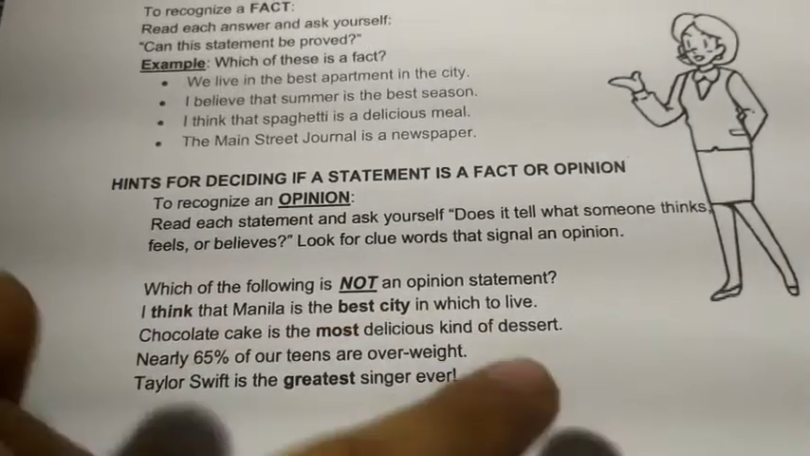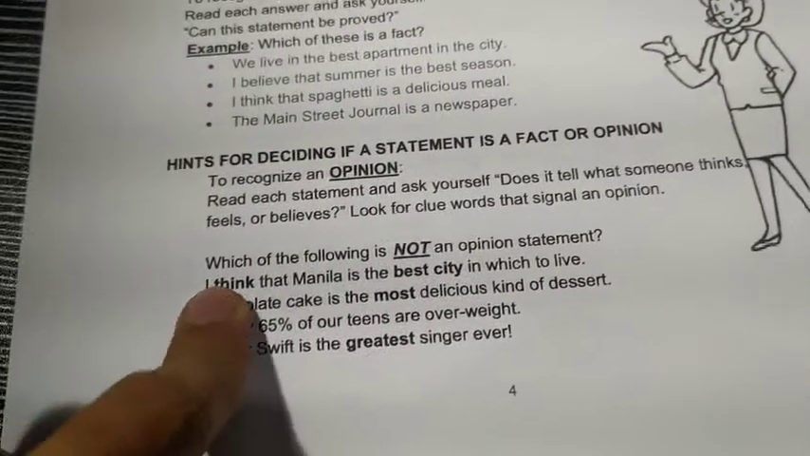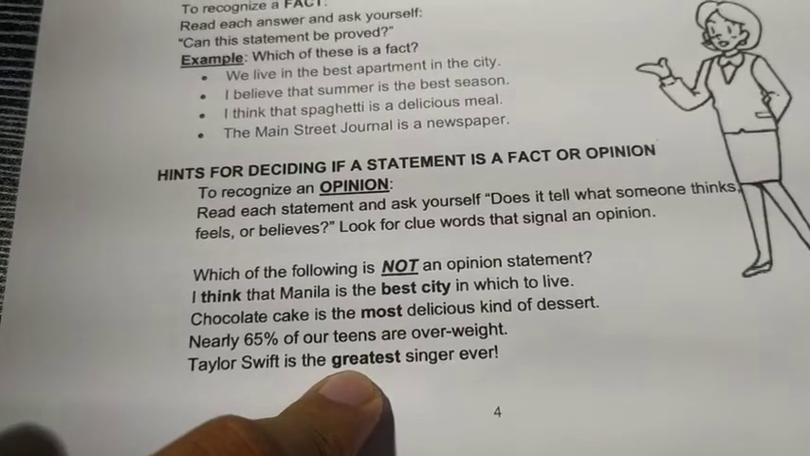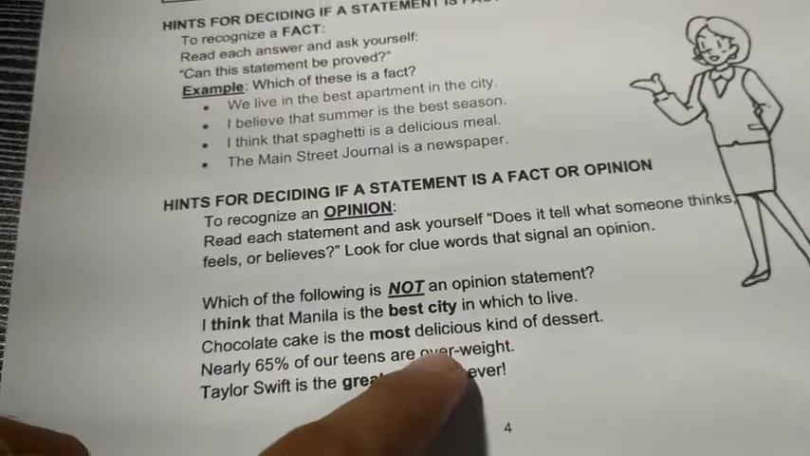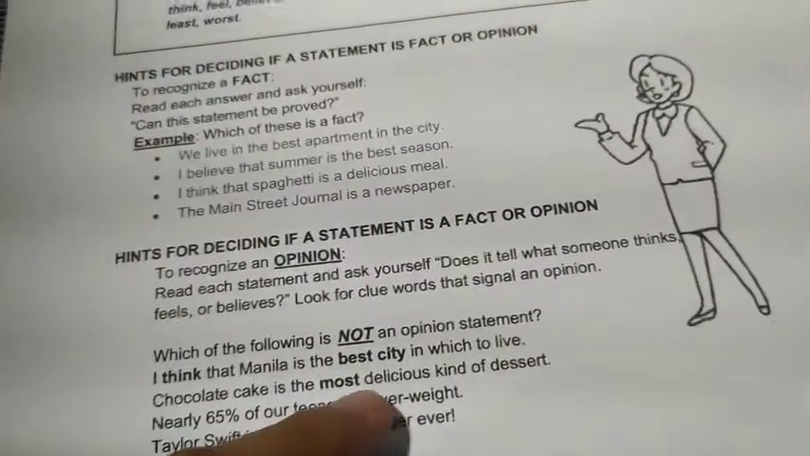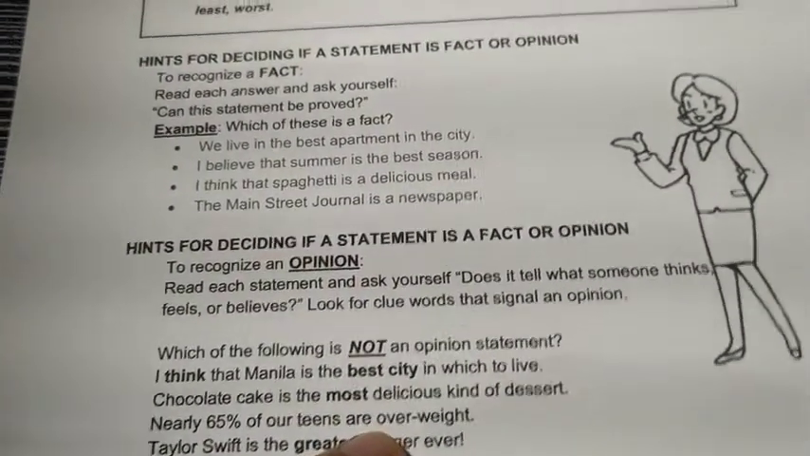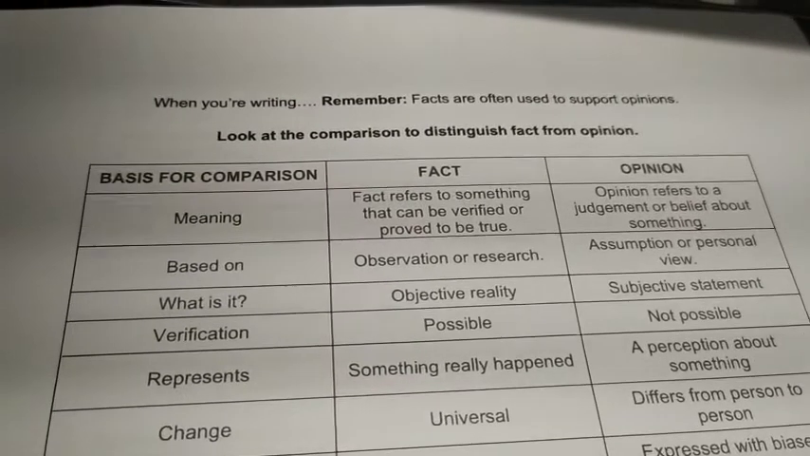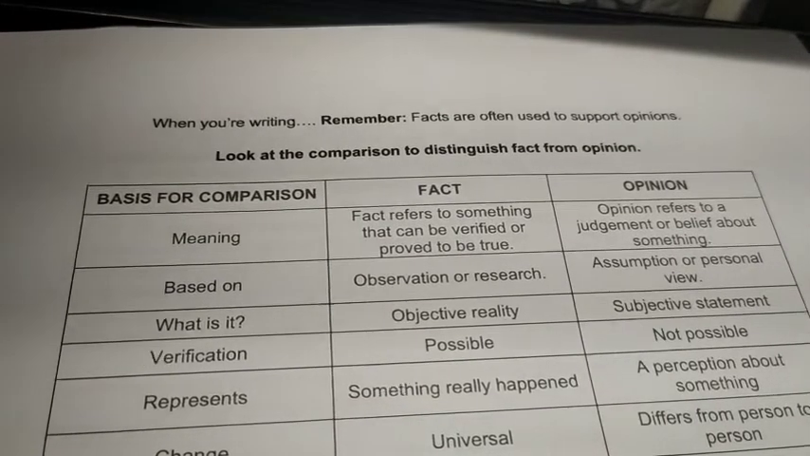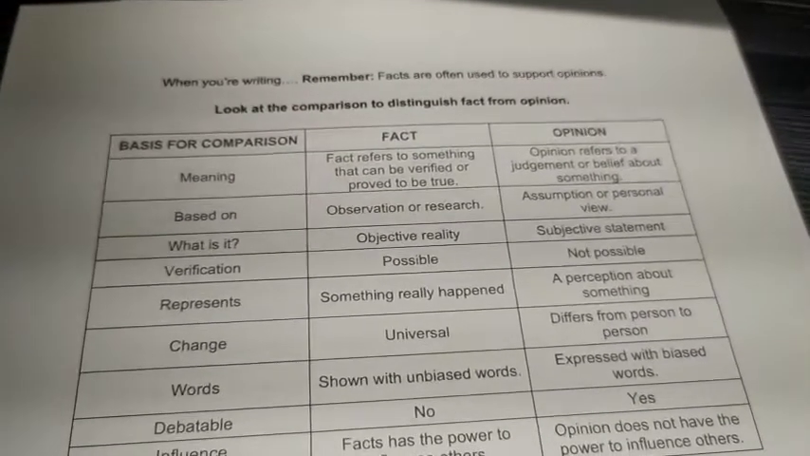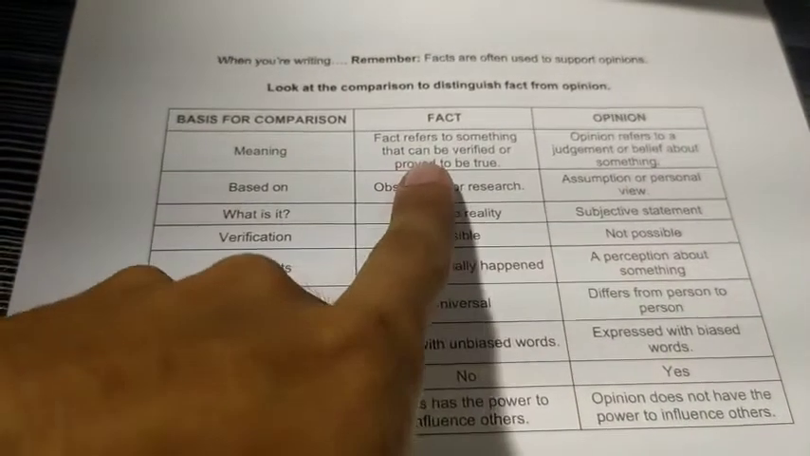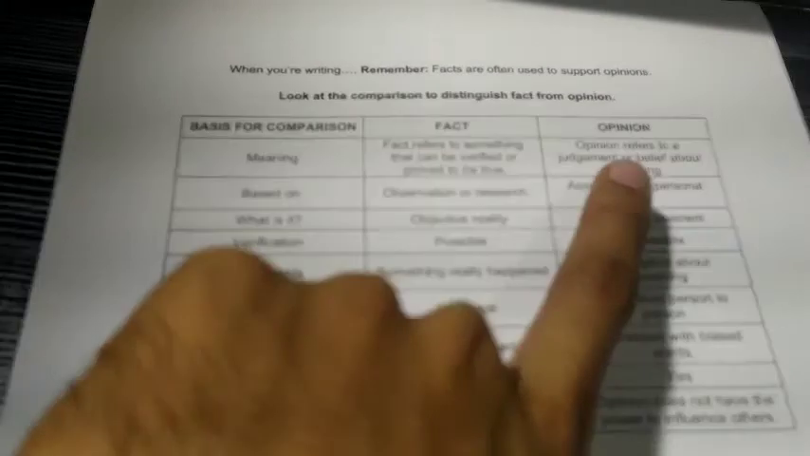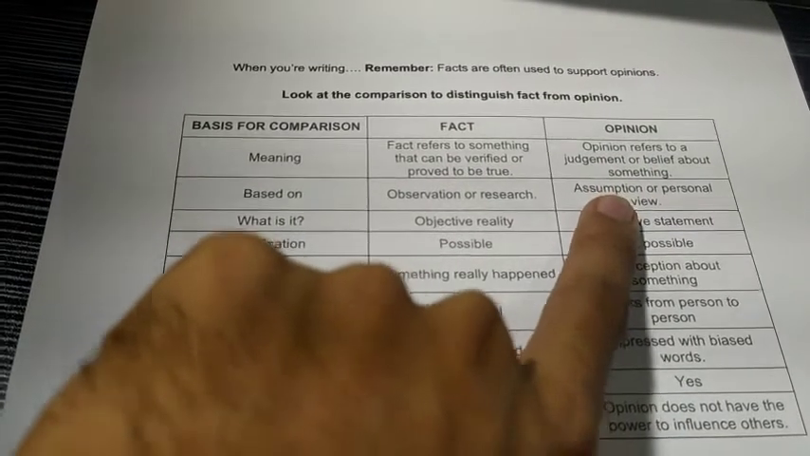So the best city, maybe because of the word think, the most, greatest, they can be considered an opinion. But 65% of our teens are overweight can fall under fact, especially if the sources are included here. So when you are writing, remember facts are often used to support opinions. So do not be confused with opinions and facts like what I have said. Facts are used to support opinion to make the opinion more believable.